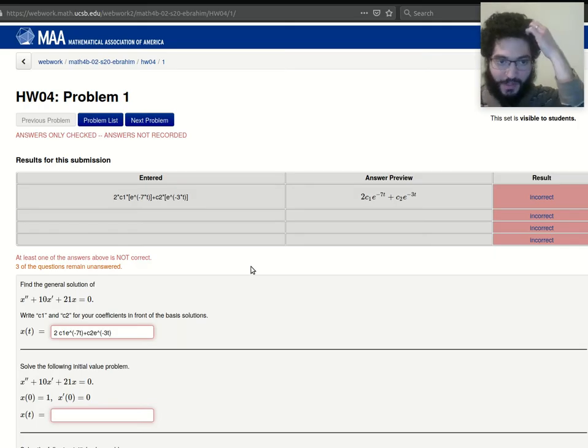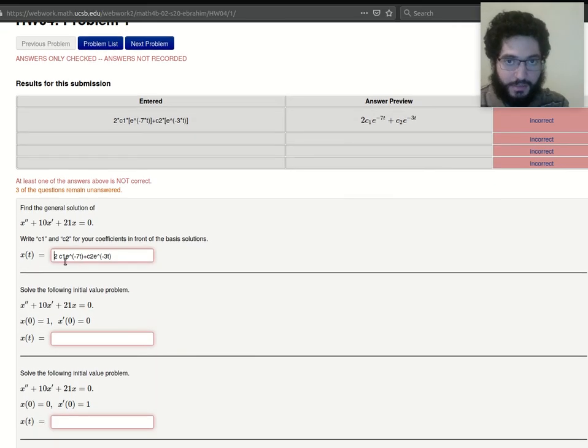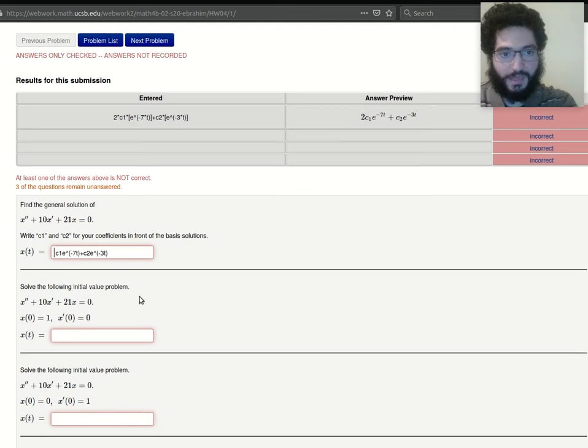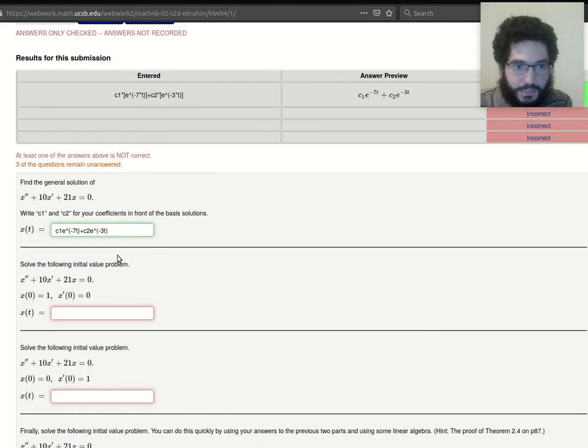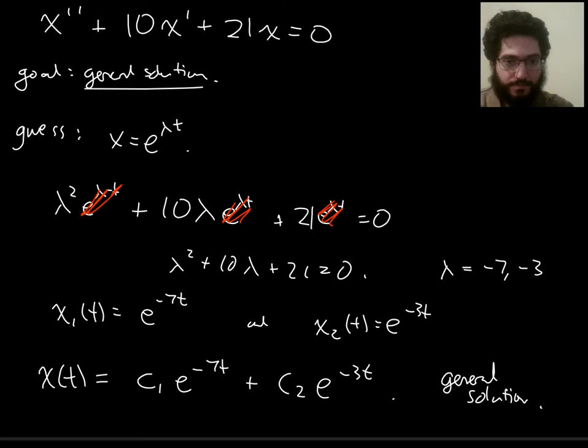Okay, what about initial values? So let's go back here and get rid of that 2. So far it's correct. So let's solve an initial value problem. Same differential equation, but now we're looking at x of 0 equals 1, x prime of 0 equals 0.